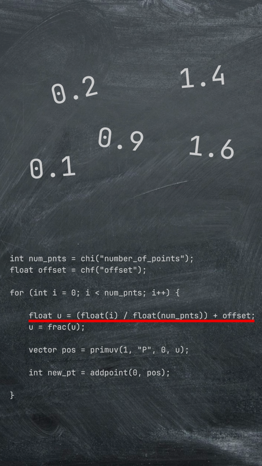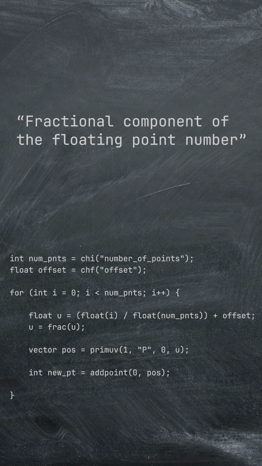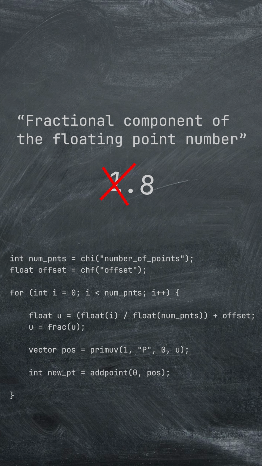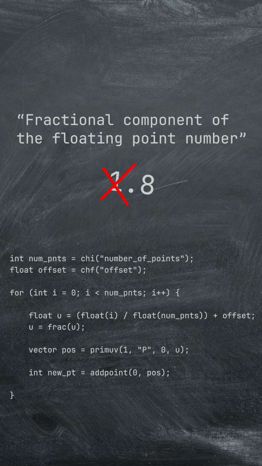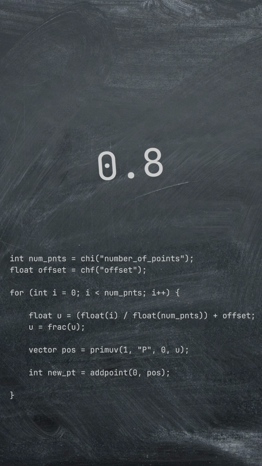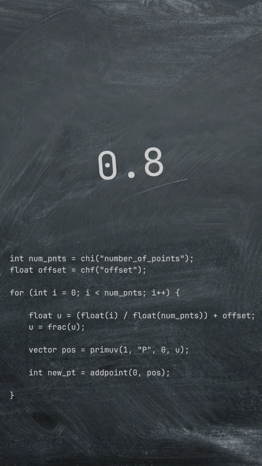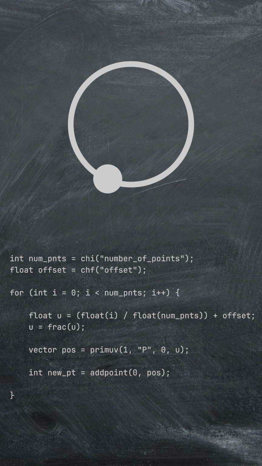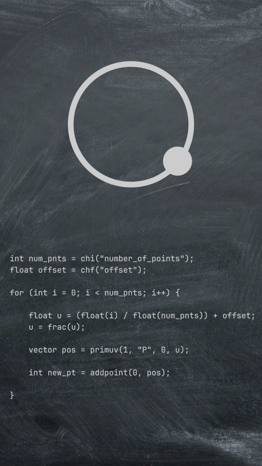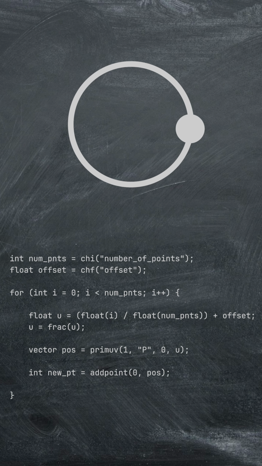The frac formula states that it will yield the fractional component of the floating point number. If you remove all your whole numbers and only look at what's after the comma sign, you will get your fractional component. This is useful to us because now the numbers provided by the U variable will always be fractional. Essentially, once we reach the number 1, it will reset to 0 and start over, giving us a looping behavior.